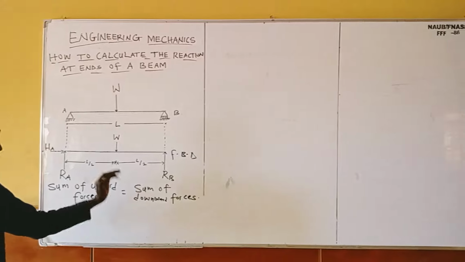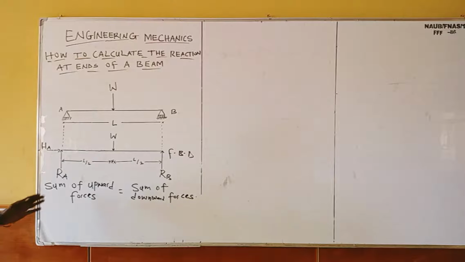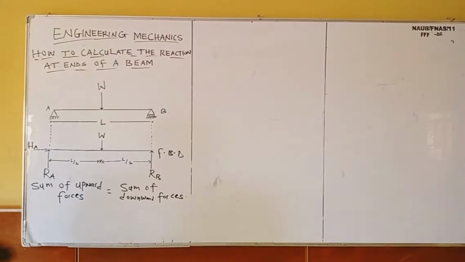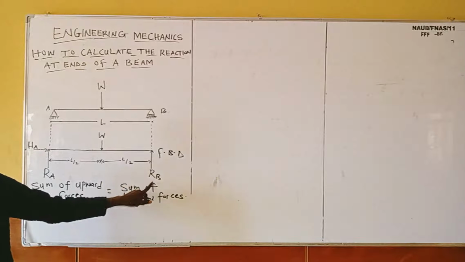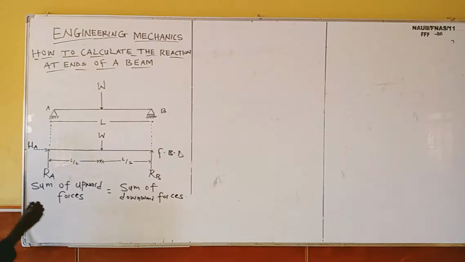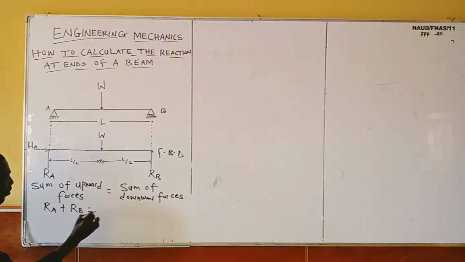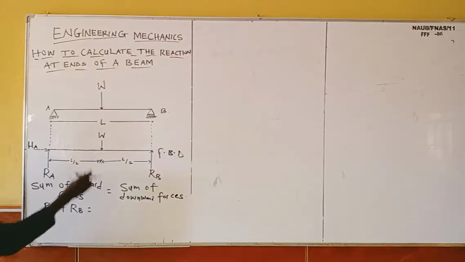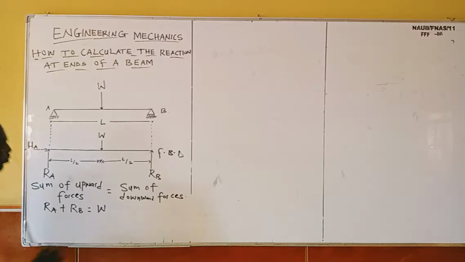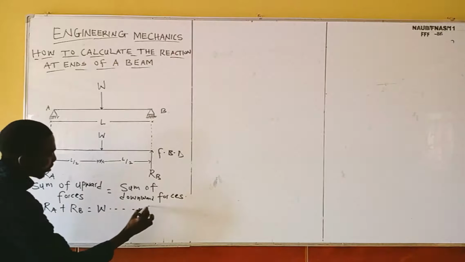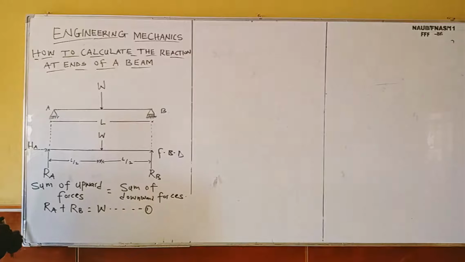What are the upward forces that we have here? We have RA and RB. So the sum of RA plus RB will be equal to the downward force, and we have only one downward force here, which is W. You can call this your equation 1. I'll still come back to this. This one is a horizontal reaction.